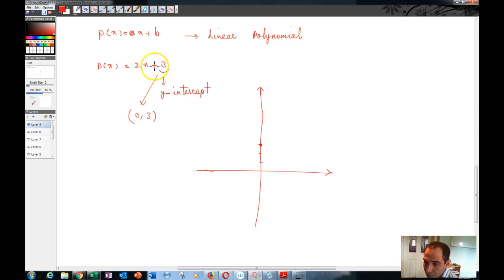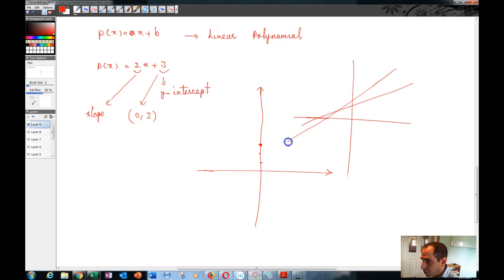The other point you can figure out based on the slope of the polynomial. So this number over here, the coefficient of the variable, is called the slope. The other point you can figure out based on the slope, because as you know, any straight line has some sort of slope. For example, if you have this line over here, this has some slope to it, and then you could draw this line.